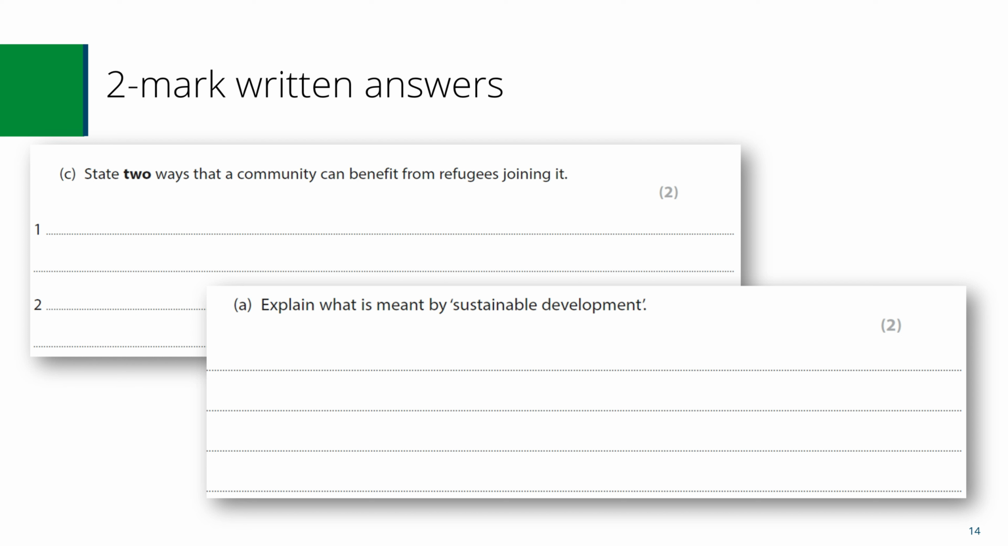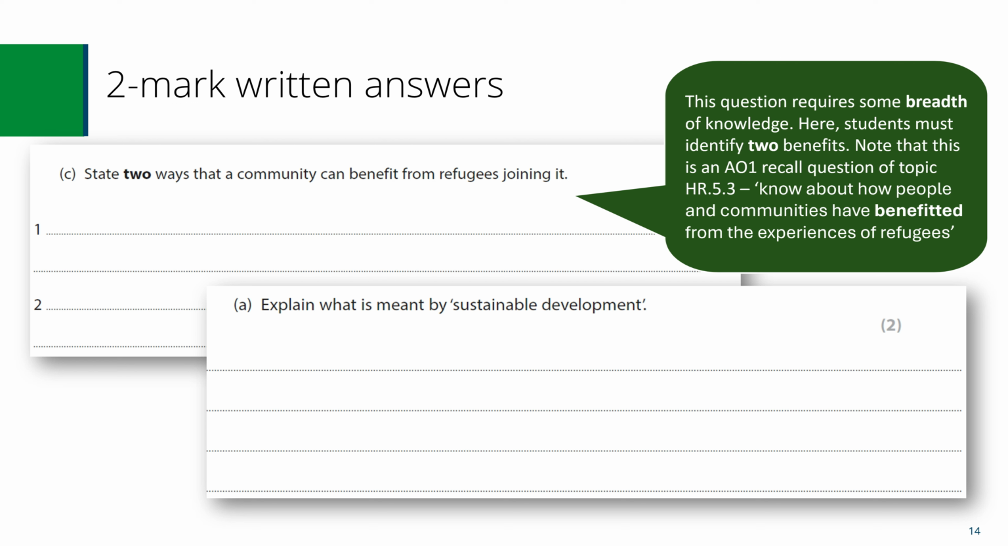The first item here, state 2 ways a community can benefit from refugees joining it. This is testing breadth. It's checking that students can tell us more than one way. In that sense, it is an AO1 recall question of a topic. How have people benefited from the experience of refugees? And in this case, 2 simple statements are required for the award of the marks.